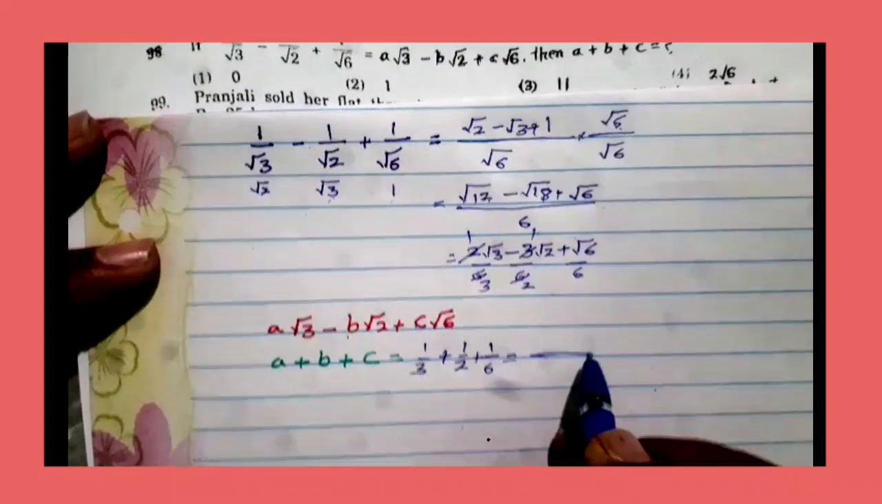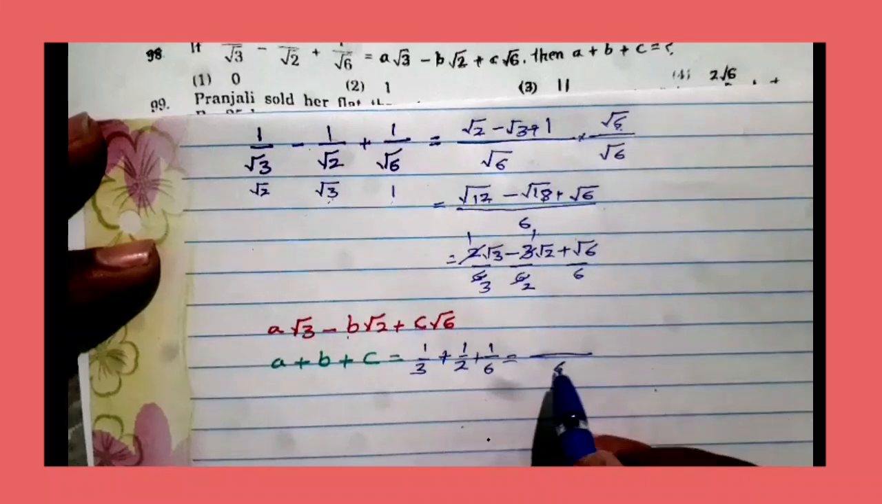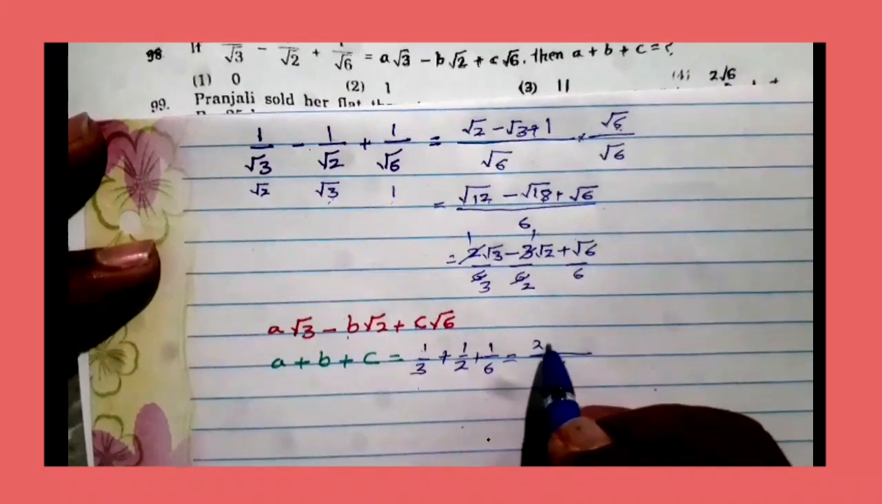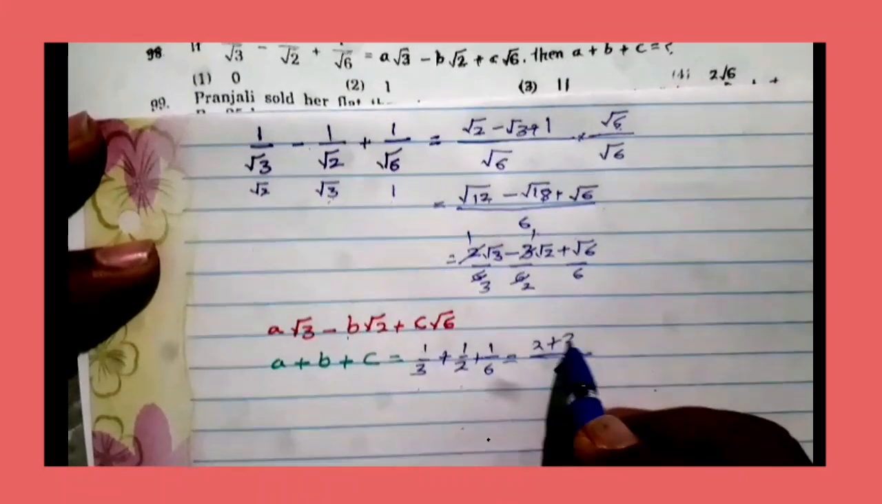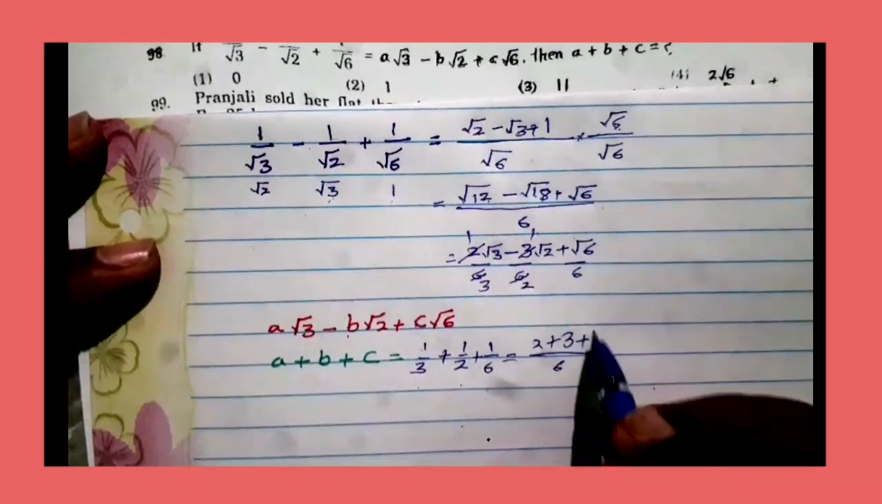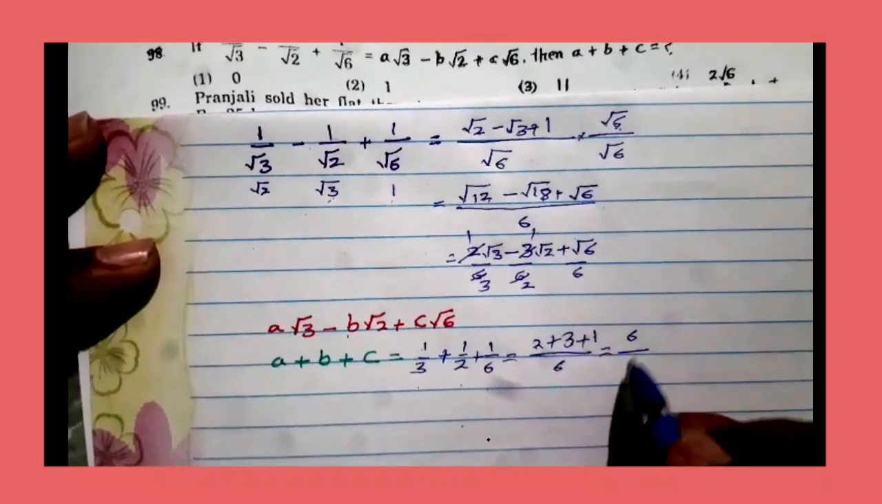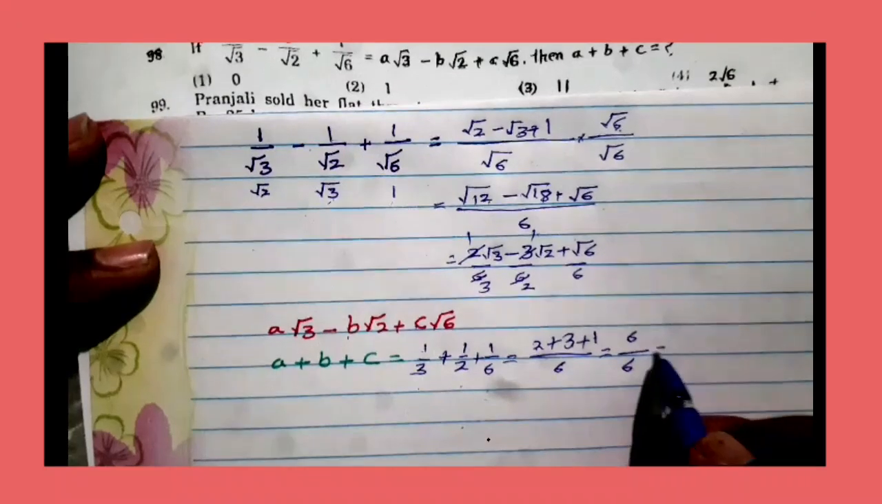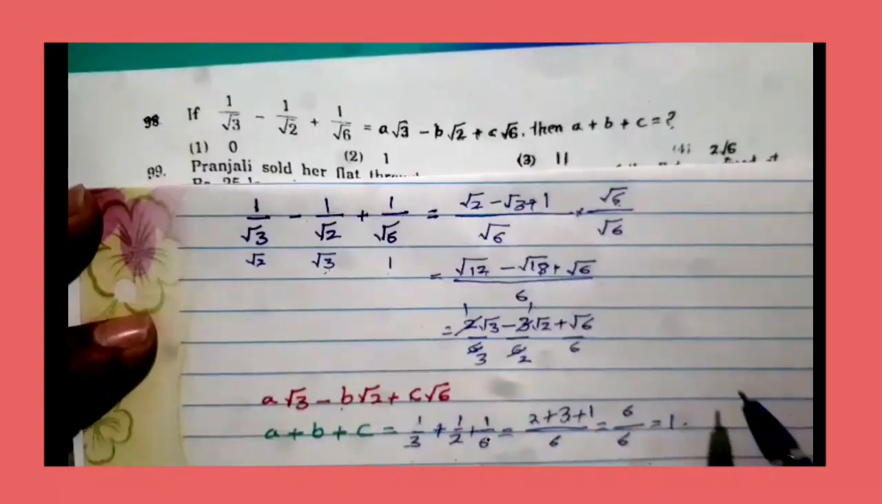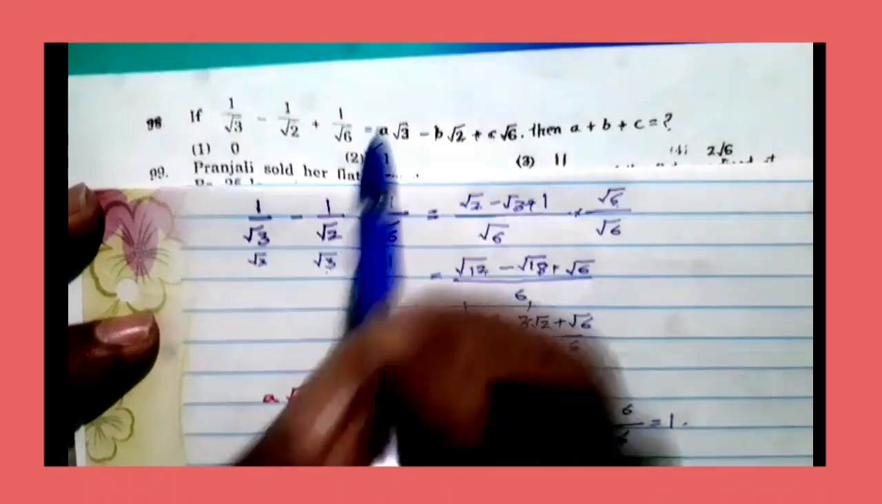Also the LCM of these 3 is 6. 2 into 1 is 2, 3 into 1 is 3, 1 into 1 is 1. 2 plus 3 plus 1 is 6. 6 by 6 is equal to 1. 1 is our answer. That is the question number.